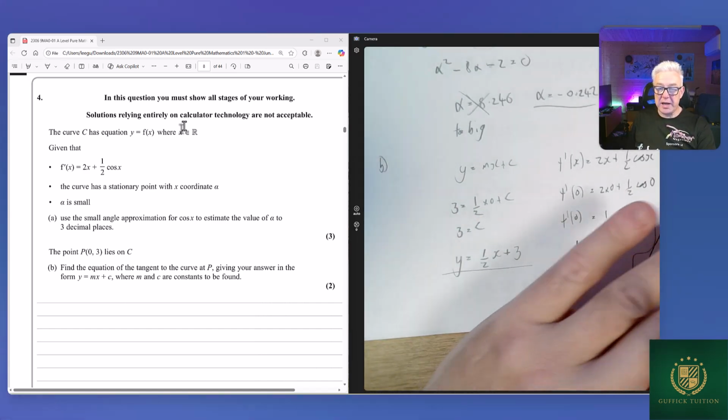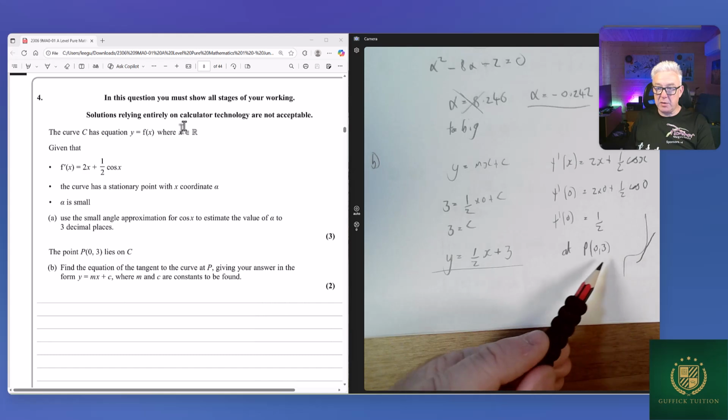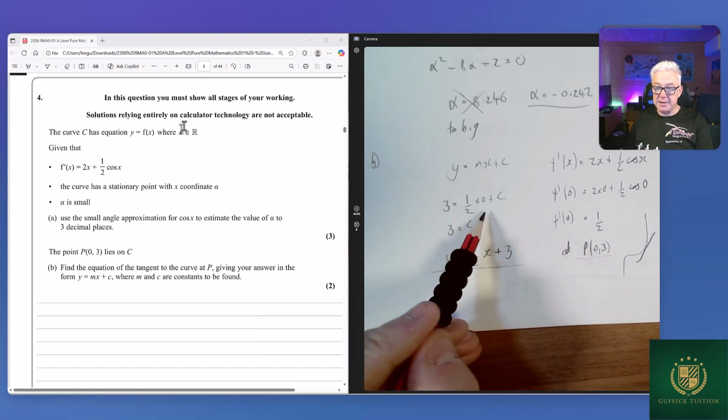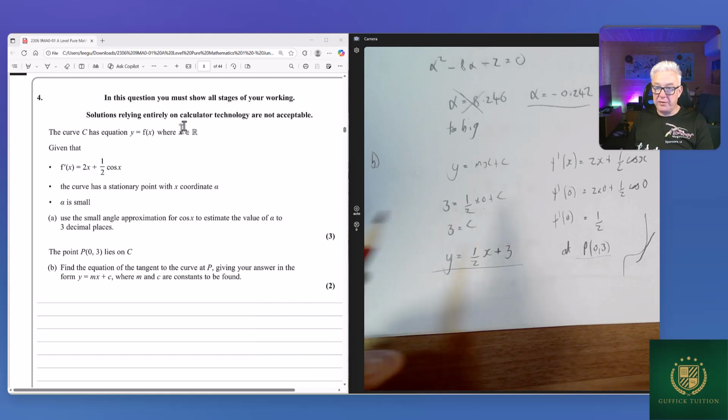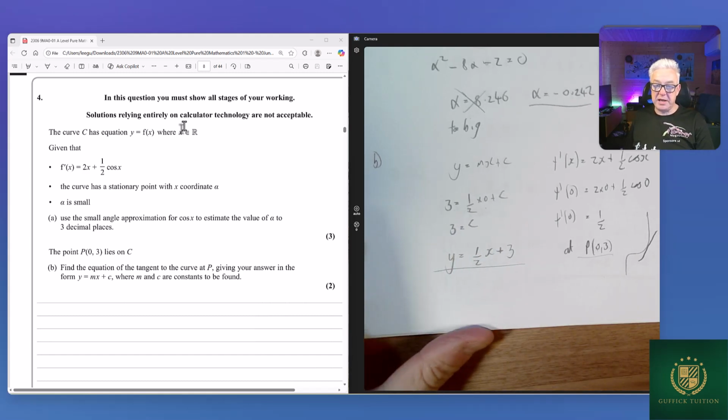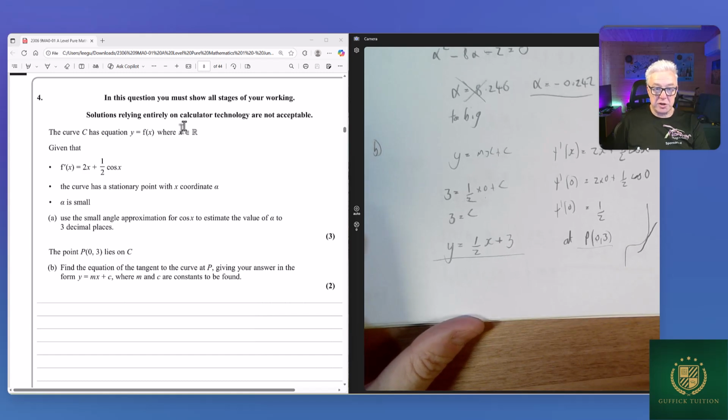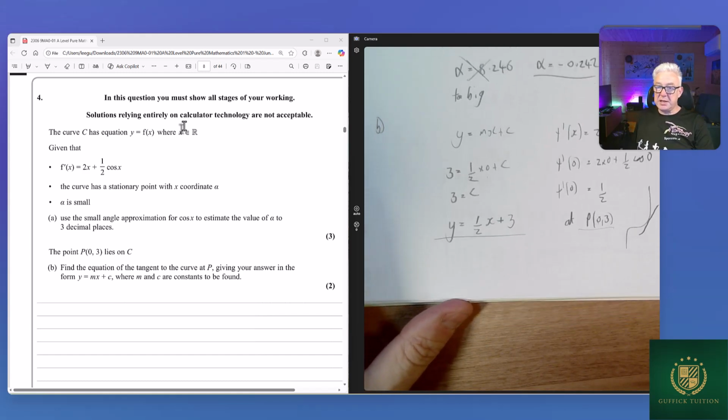So we write down y equals mx plus c, and we're going to sub in the point 0, 3. So y is 3 when x is 0. We have a gradient of a half, and from that we can work out what c is. So c is 3, so therefore the equation of our tangent is y is equal to a half x add 3.